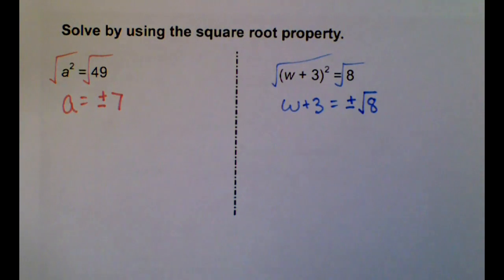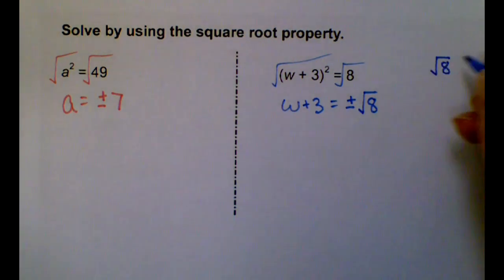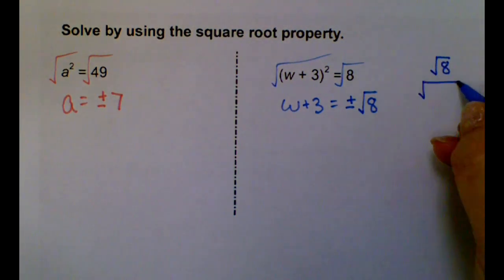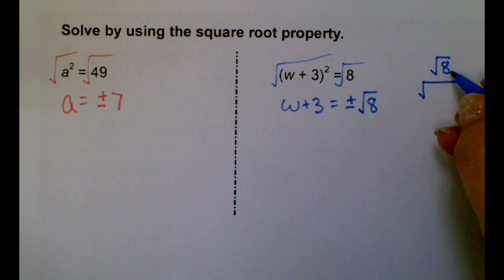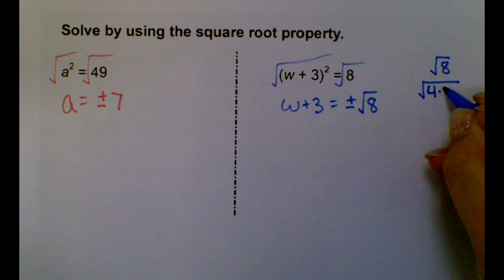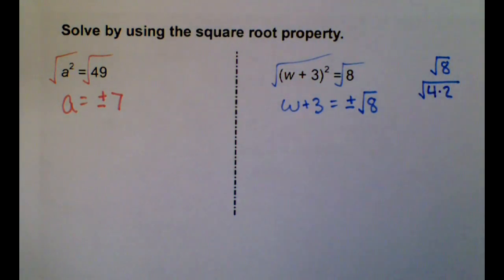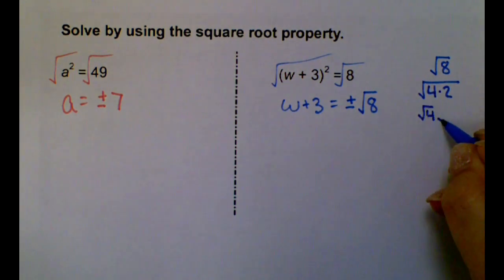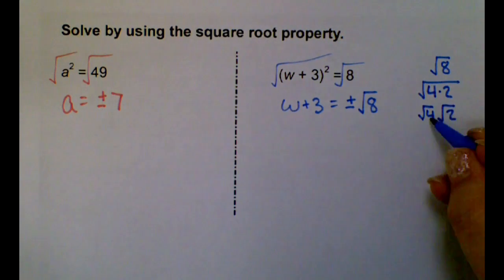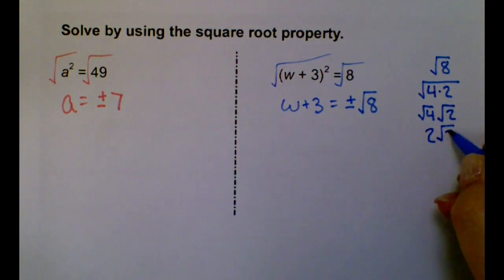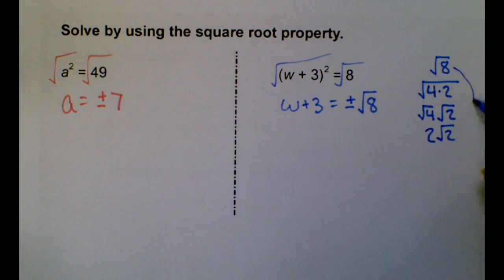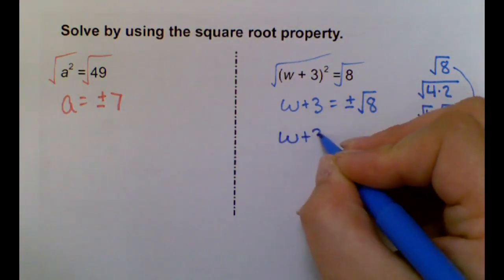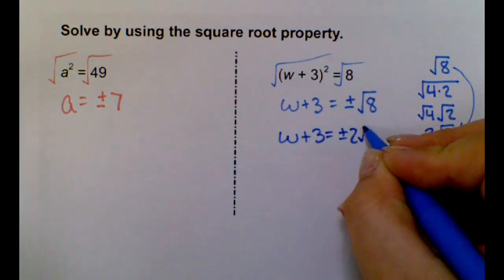Now, the square root of 8 can be simplified. There's a couple different ways to do this. I personally like to say what perfect square multiplies into 8. Our perfect squares are 1, 4, 9, 16, 25, on and on. 4 times 2 is how 8 breaks down. You can split those 2 square roots apart. The square root of 4 is 2. The square root of 2 is stuck. The square root of 8 simplifies to 2 square root of 2. So we have positive or negative 2 square root of 2.